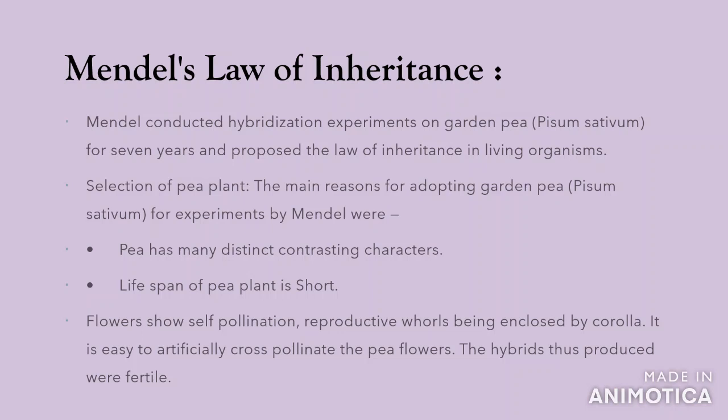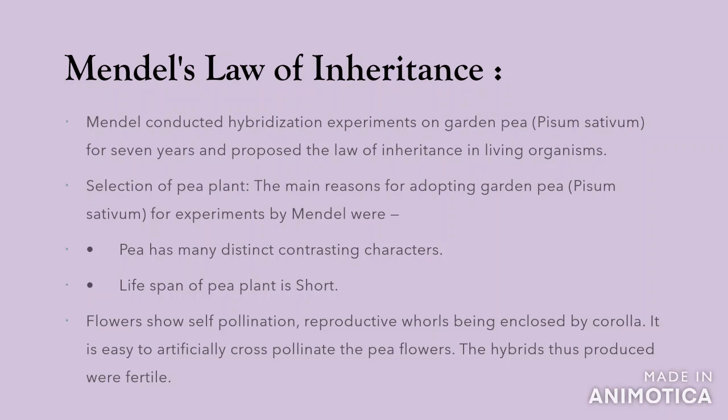Mendel's Law of Inheritance. Mendel conducted hybridization experiments on garden pea for 7 years and proposed the law of inheritance in living organisms. Selection of pea plant. The main reasons for adopting garden pea, Pisum sativum, for experiment by Mendel were: pea has many distinct contrasting characters. The lifespan of pea plant is short.